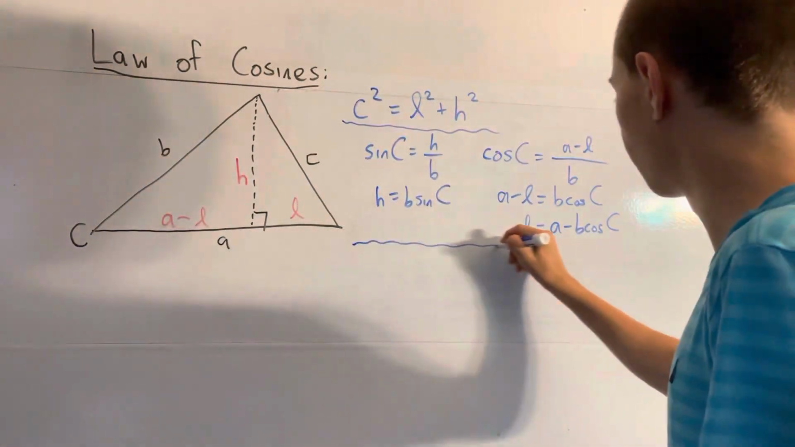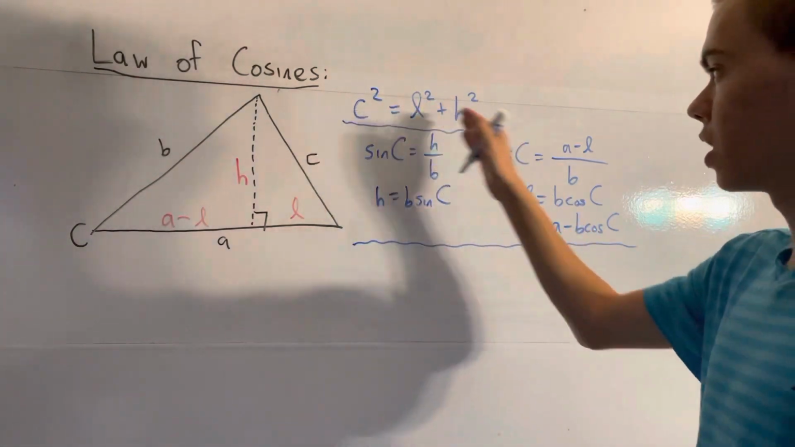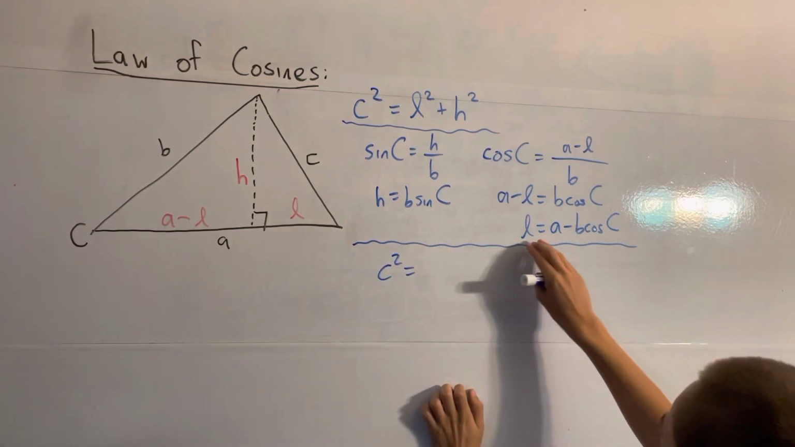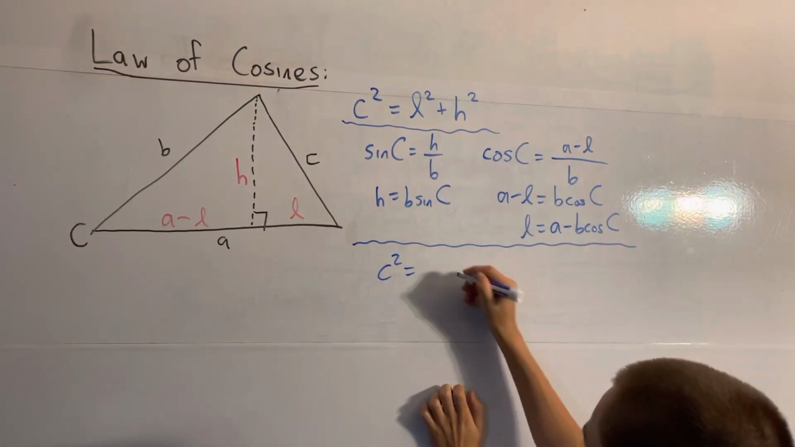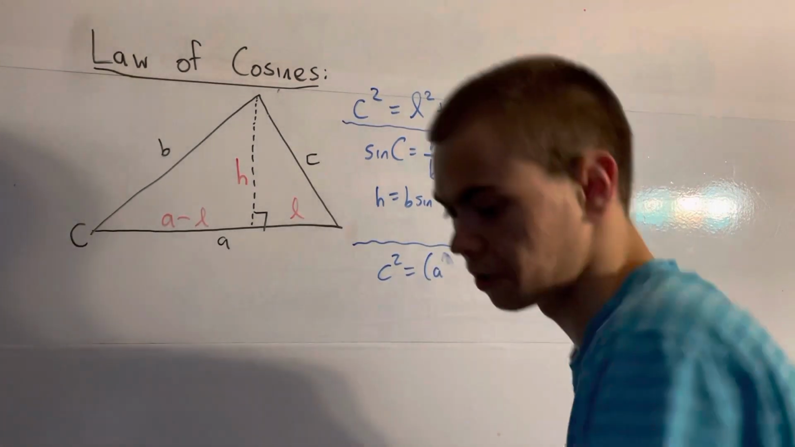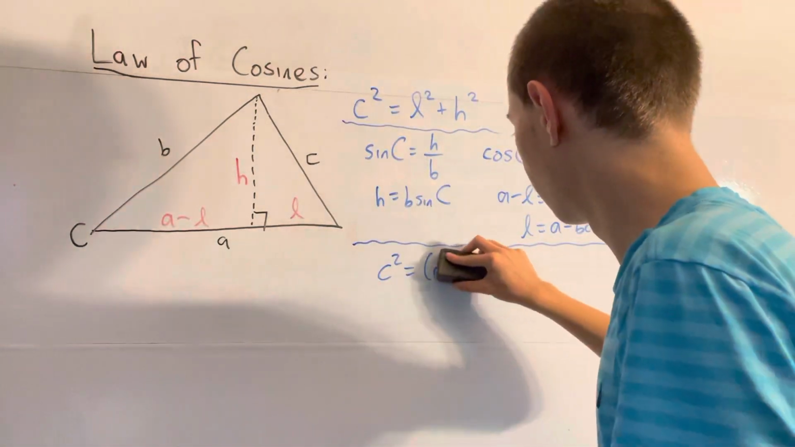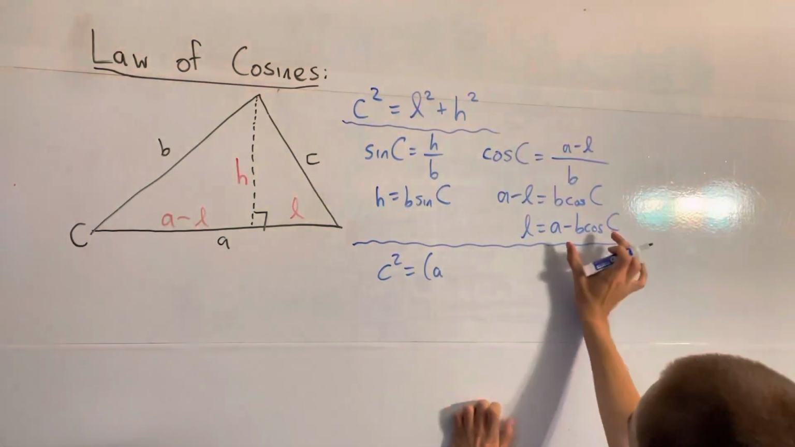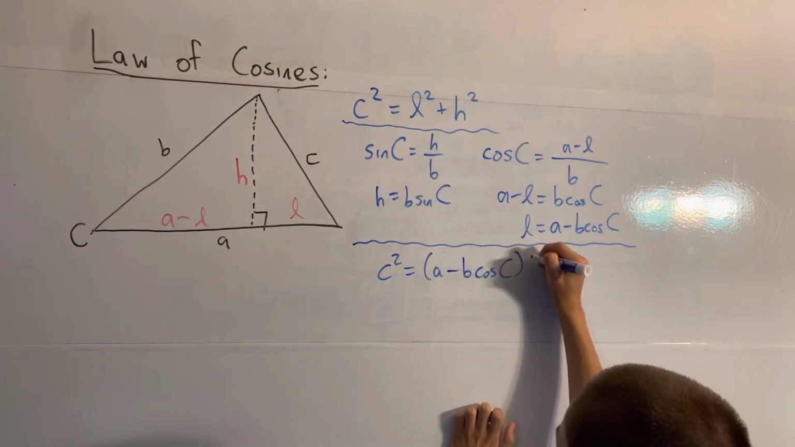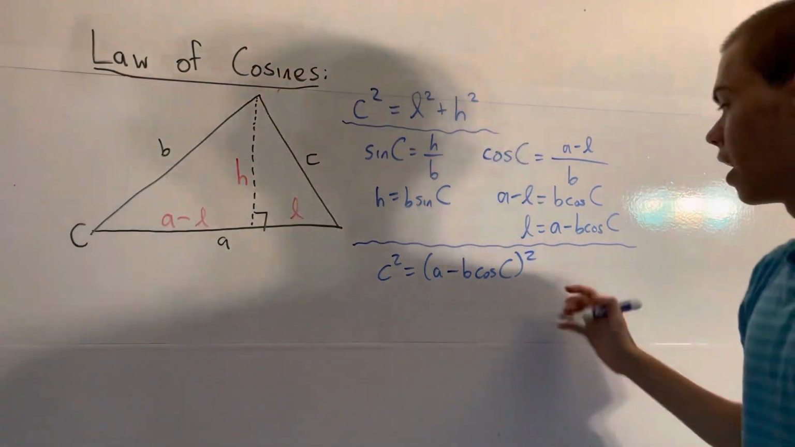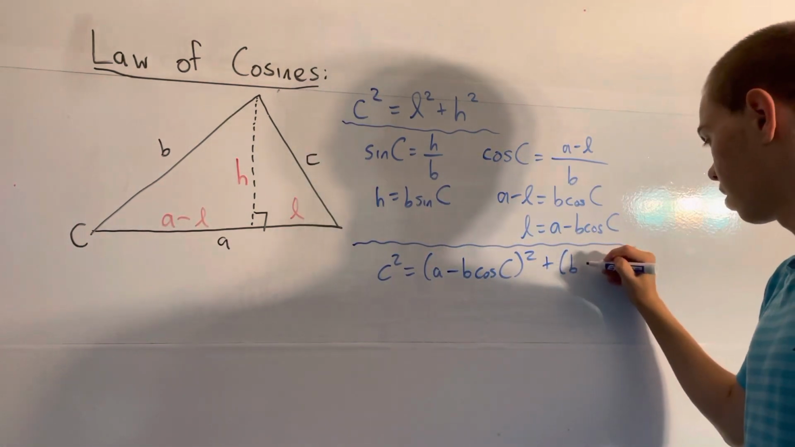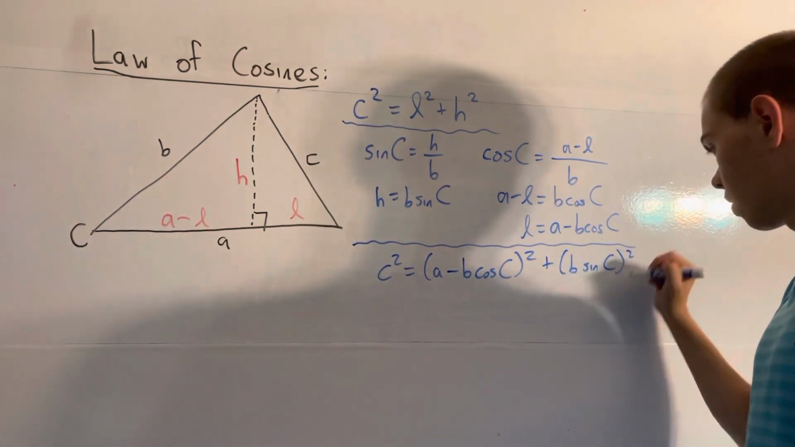So knowing all this stuff, going back to our original C squared equals L squared plus H squared, we could say that C squared is equal to L squared. So we're going to take this thing right here and square it. We're taking this entire expression, A minus B cosine of C, and we're squaring that because that would be L squared. And then we're adding H squared to that. So we're adding this term squared, B sine of C squared.